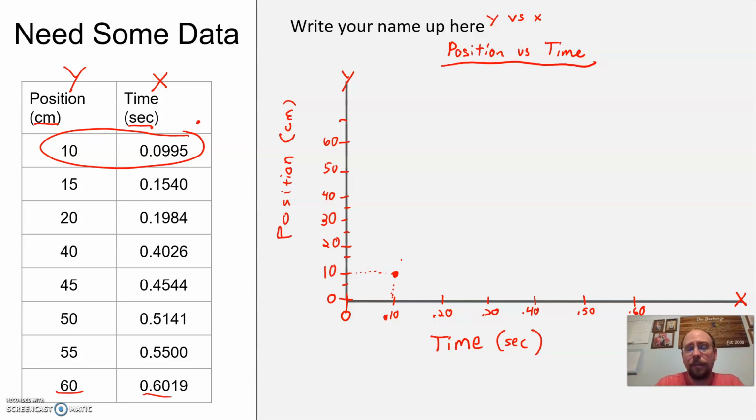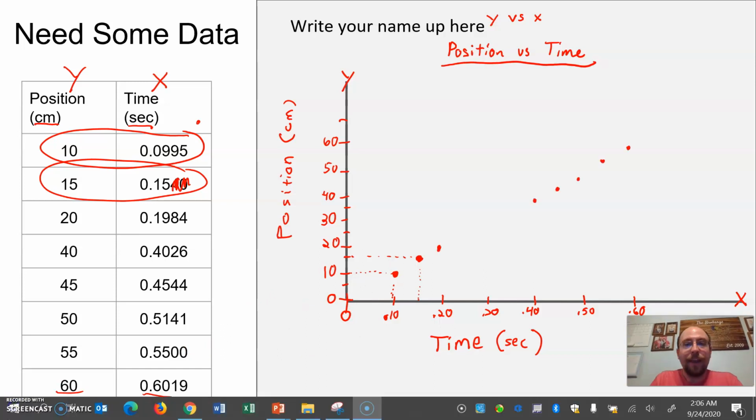So that's my first data point. My second data point is going to be 15 and 0.1540. Again, I don't see 0.1540 on here, but 0.15, if I look at it that way, is a little easier. 0.15, oh, that's between 0.10 and 0.20. Okay. I'm going to follow that up until I get to 15. Where those meet, that's my second data point. I'm going to keep doing that with all of these. And when I do that, I magically end up with something that might look something like this.